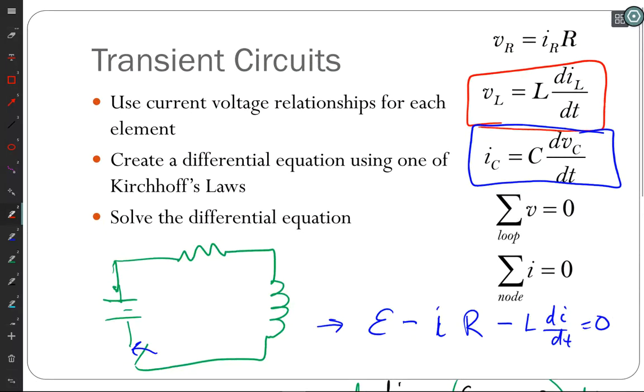Now, I only did the case of a resistor and an inductor because we did the case of resistor and capacitor. So between the things we did in class today, what you're going to have on the test will be one of those things.